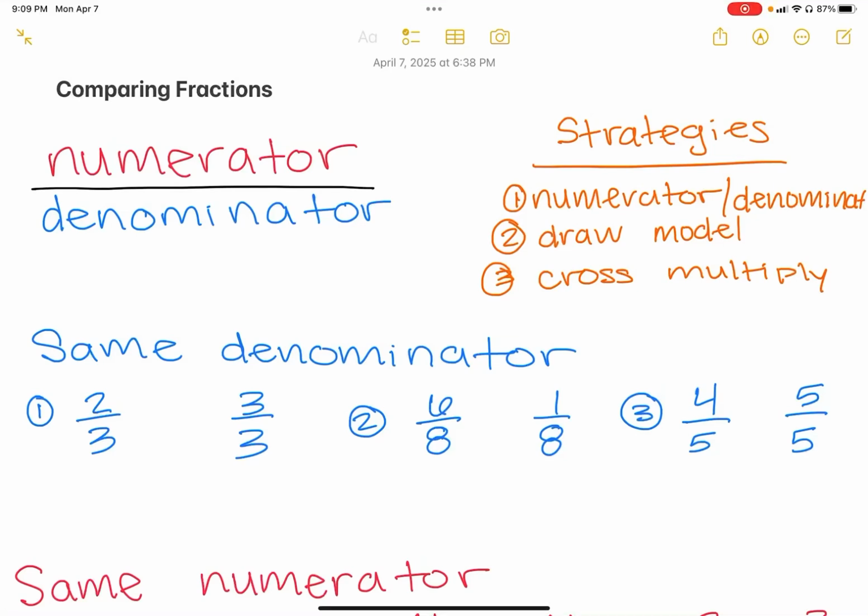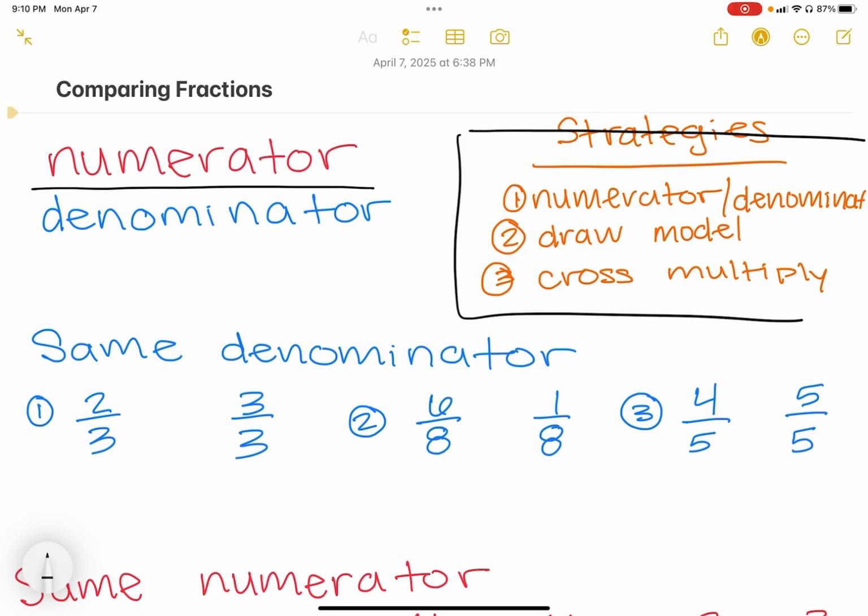This is going to be a quick review on comparing fractions. Okay? So when you're comparing fractions, it's important that you remember what the numerator and denominator tell you. The denominator tells you how many pieces the whole is split up into. The numerator tells you a lot of the times how many pieces are shaded or how many are being described, what we're working with.